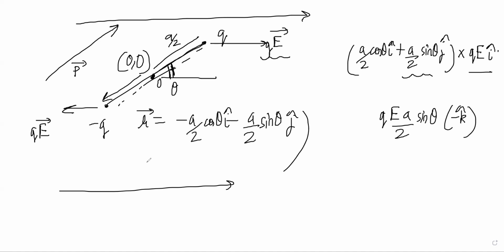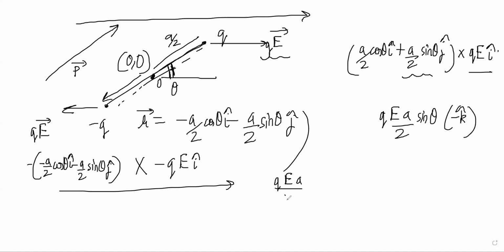Torque here would be minus QE I cap cross product with minus A by 2 cos theta I cap minus A by 2 sin theta J cap. I cross I again becomes 0, and you get QE A by 2 sin theta. Minus minus becomes plus, but J cross I is minus K, right? So notice that both the torques are adding their effects, no? So the total torque is what? QE A sin theta, right?